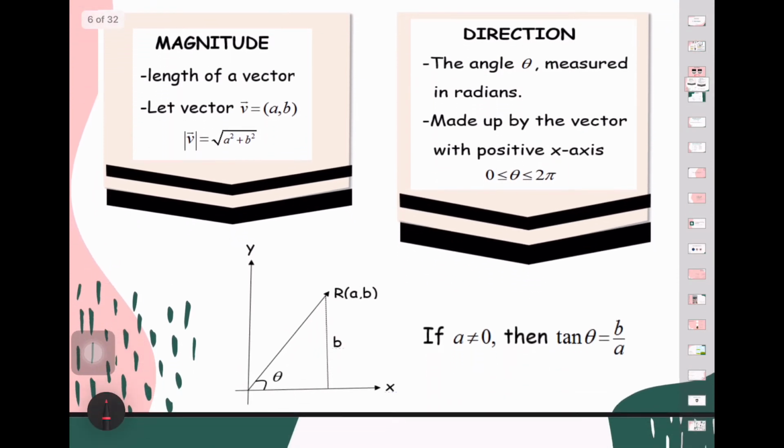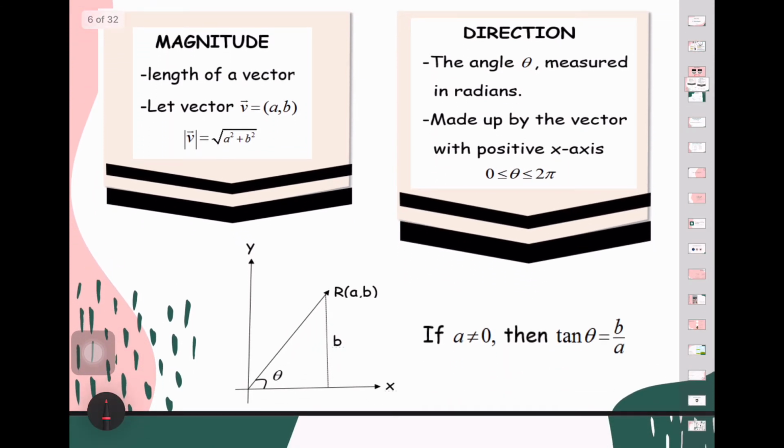Okay, so what is magnitude and what is direction? Because we said that vector has two information. The first one is magnitude and the second one is direction. So, magnitude is actually the length of a vector. Okay, so if this one is a vector, apa dia magnitude? Magnitude adalah length vector ni. Okay, di mana kita denote magnitude of a vector menggunakan modulus sign. Okay, so ini adalah simbol kepada magnitude of vector.